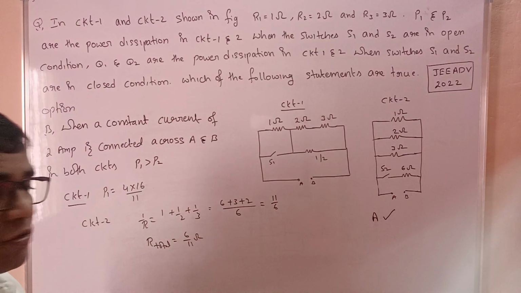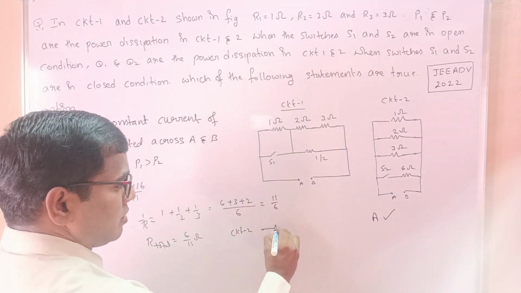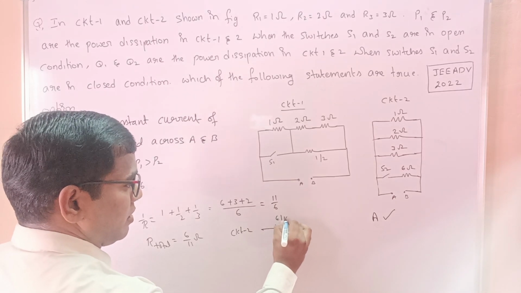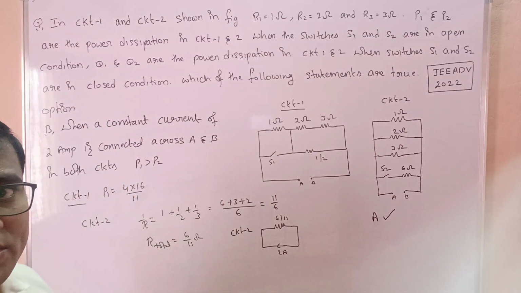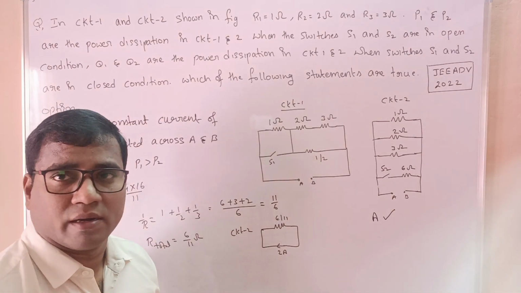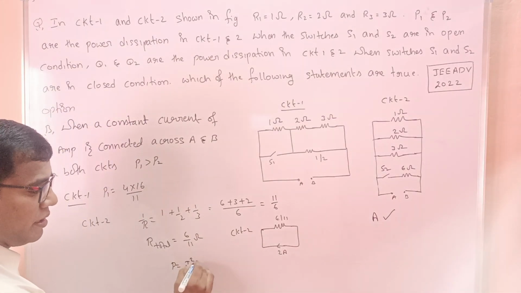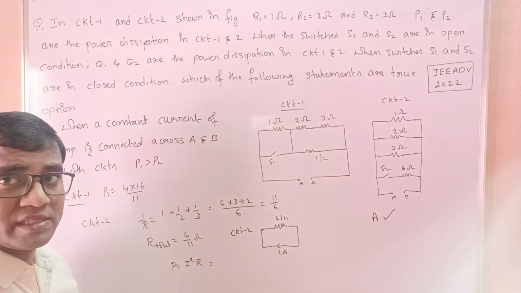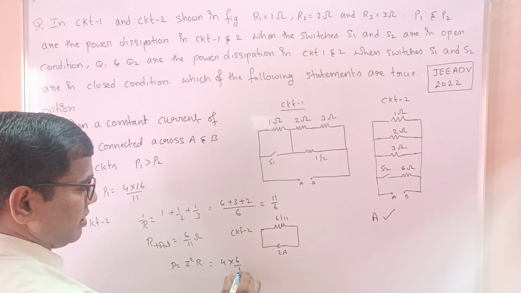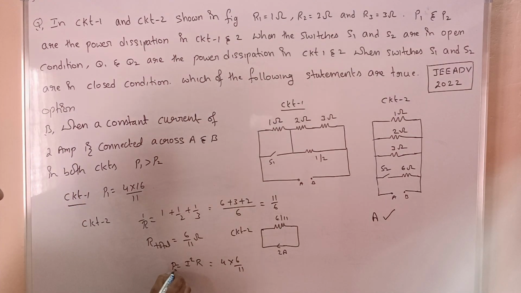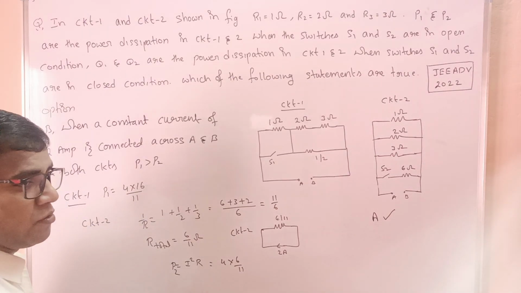Then circuit 2 can be modified as 6 by 11 ohms, and the current flowing is 2 amperes. Then we know how to calculate power. Power is equal to I square into R. The same current is there, so directly I will write 2 square into 4 into 6 by 11. So P1 is 4 into 16 by 11, and P2 is 4 into 6 by 11.